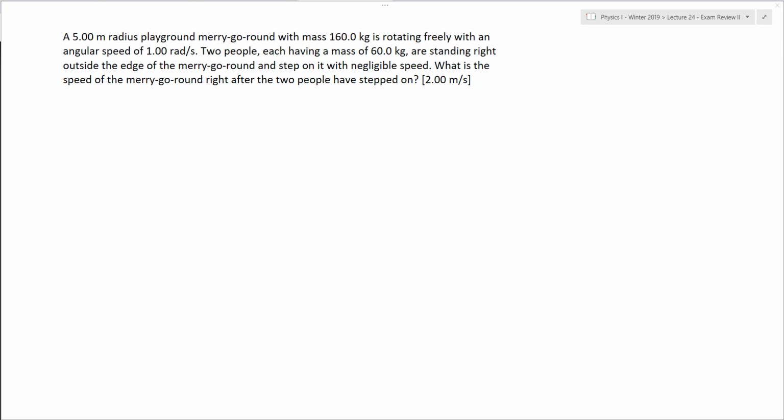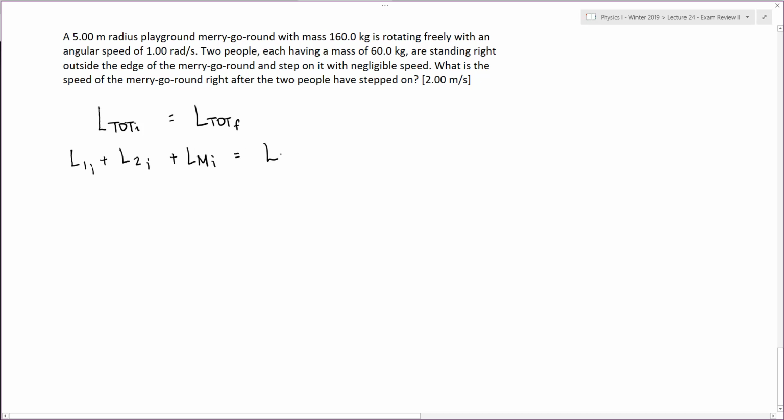So I'm going to say angular momentum, which is the letter L, that's the variable, total initial is equal to L total final. Okay, so we have 3 different objects. We have a merry-go-round and we have 2 people. So the initial momentum of person 1 plus the initial momentum of person 2 plus the initial momentum of the merry-go-round is equal to the final momentum of person 1 plus the final momentum of person 2 plus the final momentum of the merry-go-round.